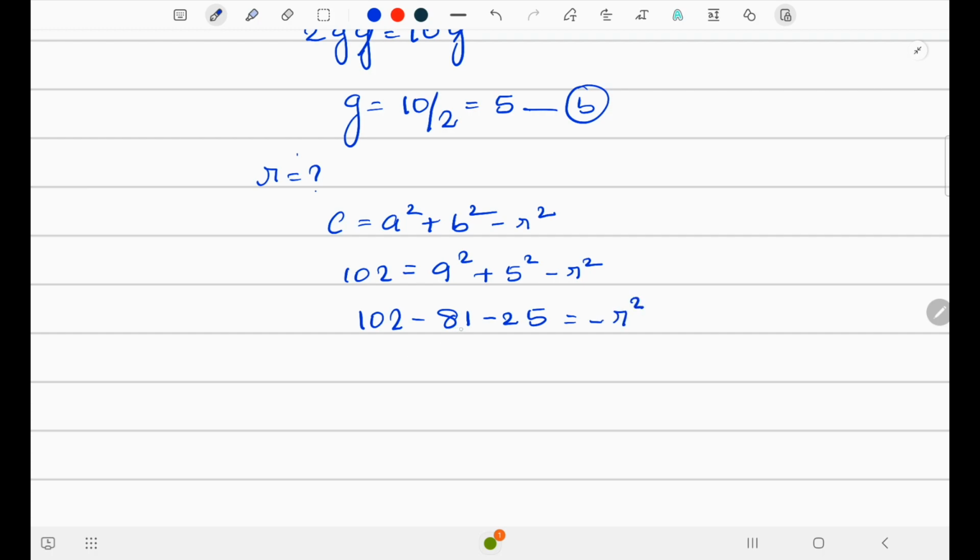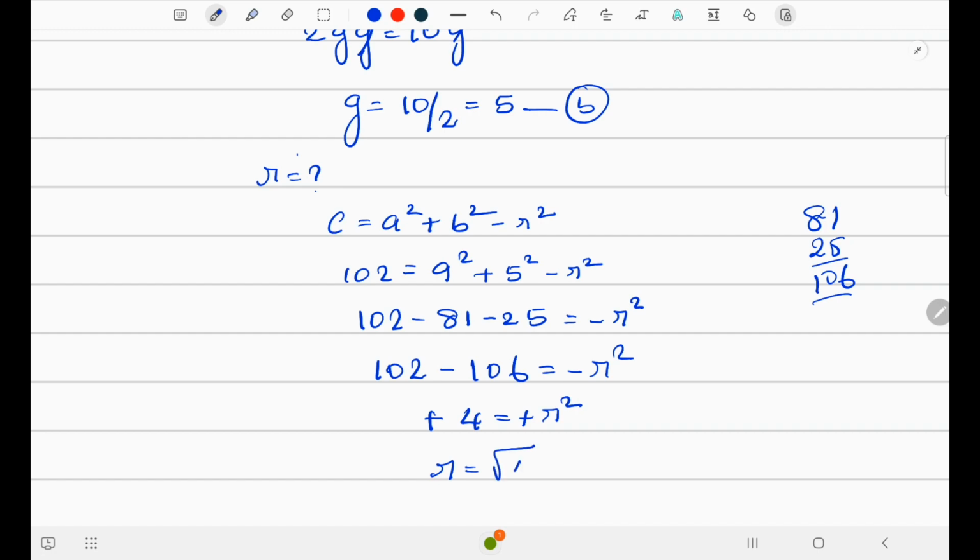Here 81 plus 25 equals 106. 102 minus 106 equals minus r square. Minus 4 equals minus r square. So make both sides positive, then r equals root 4. What is root 4? 2 twos are 4. So now r equals 2.